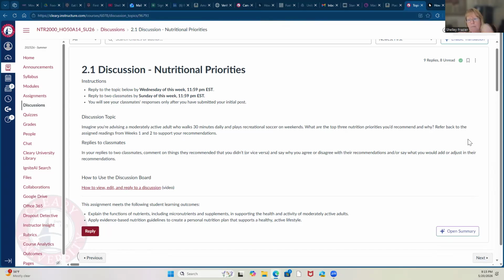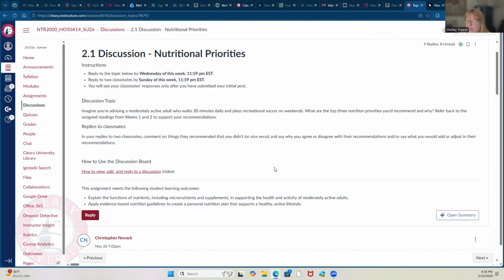Remember my rubric for this: it's 15 points if you do the initial discussion, 17 points if you reply to one, and then the full 20 if you reply to two.